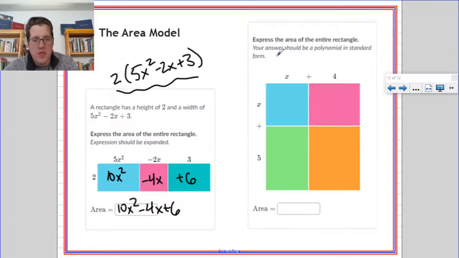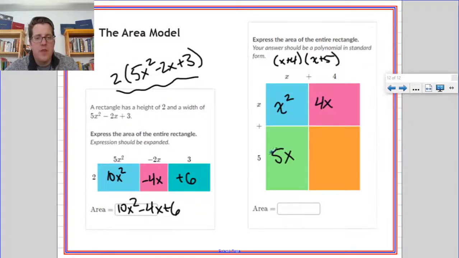We can also use that to do a multiplication problem like x plus 4 times x plus 5. We write out x and 4 on top and x and 5 on the sides. X times x makes x squared. X times 4 makes 4x. And 5 times x makes 5x. And 4 times 5 makes 20. When we add all that together, we do have like terms here. So we get x squared plus 9x plus 20.